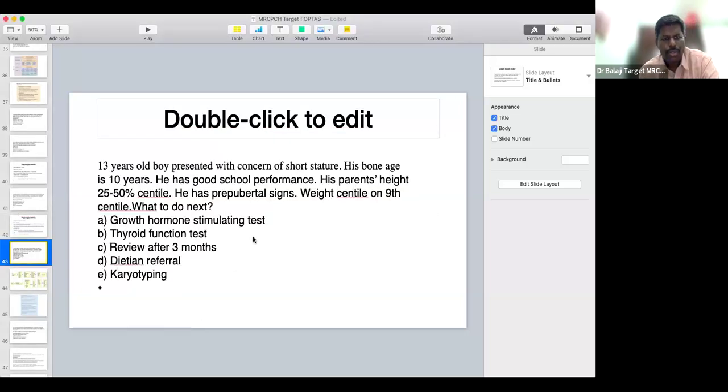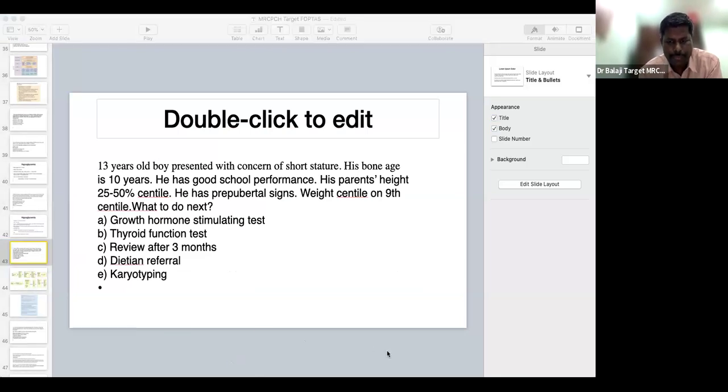Now moving on to a question related to growth hormone. Who wants to take this? A 13-year-old boy presented with the concern of short stature. His bone age is 10 years. He has good school performance. His parents' height is 25th to 50th centile. He has prepubertal signs. Weight is on the 9th centile. What to do next?